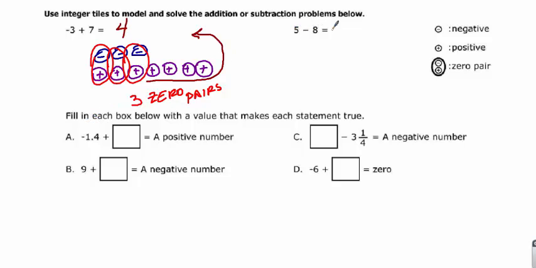5, take away 8. Well, first off, you know your answer is going to be negative something, because you're taking away more than you have. On this, I would strongly recommend you change it to an addition problem. 5 plus -8.